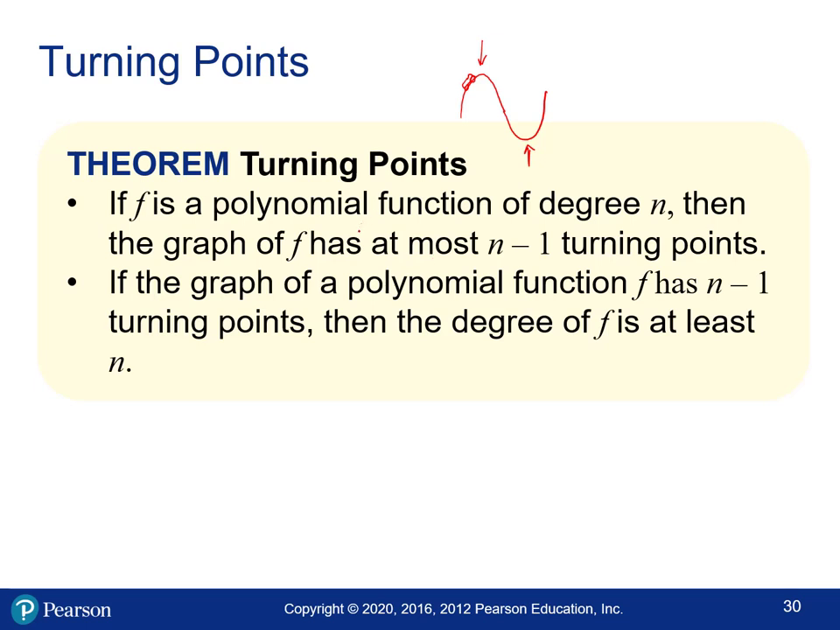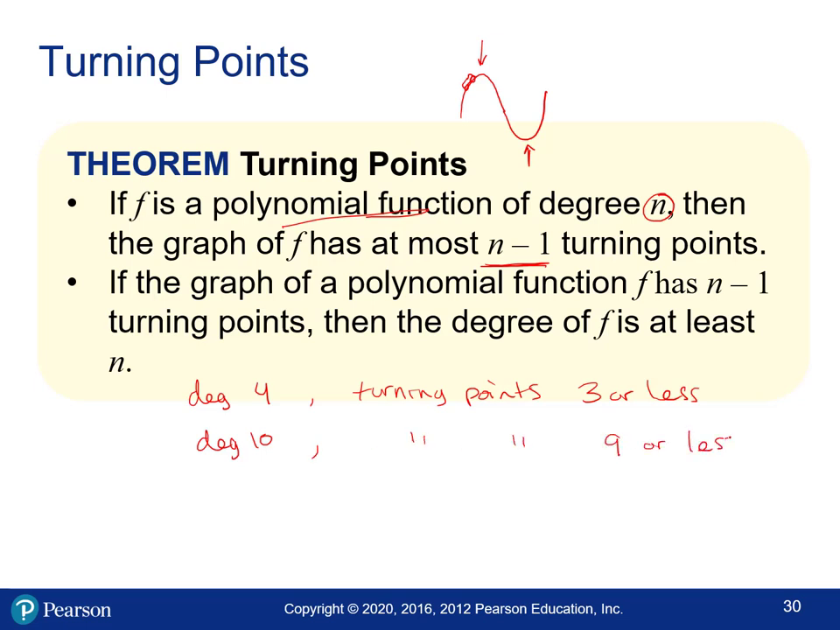And what we know about them for polynomial functions is that if the degree of your function is some number n, then your graph turns at most one less than that. So for example, if the degree of your function is 4, then your turning points is 3 or less, one less than that. So if your degree is 10, then your turning points is 9 or less. It's going to be your degree minus 1 at most.